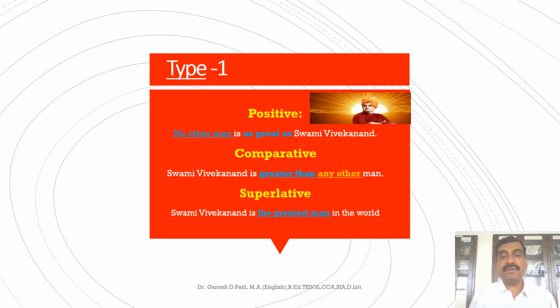Swami Vivekananda comparative. Swami Vivekananda is greater than any other man. Again, the meaning is same, though the degree has changed. So great we change into greater, then we took than, and then any other. What you need to remember here is when in positive degree there is no other, you should take any other after than. In superlative degree, Swami Vivekananda is the greatest man in the world. Here you can see the plus superlative, that is the greatest man.